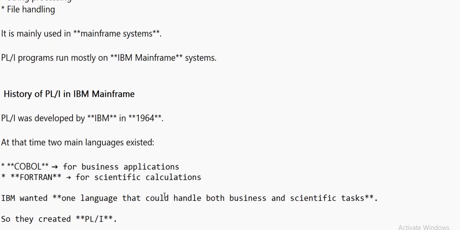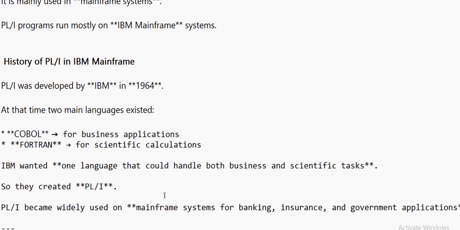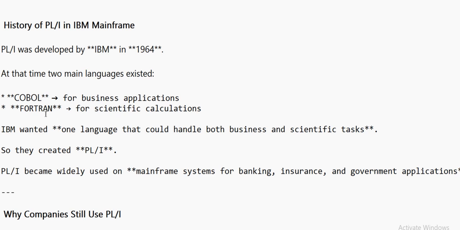And coming to the history of PL1, it was developed by IBM in 1964. As I said, it can do arithmetic operations along with the scientific calculations. At that time there were two popular languages, one is COBOL and another one is Fortran. So IBM wanted to do both the operations by using a single language. So they created PL1, so that it can handle both business and scientific tasks. And PL1 became widely used on mainframe systems for banking, insurance, and government applications.